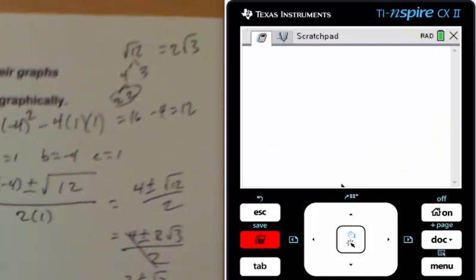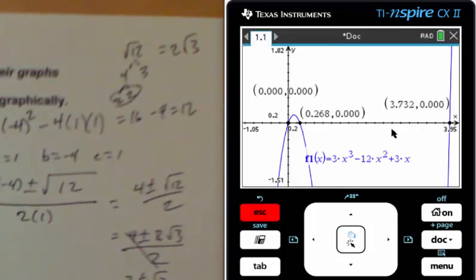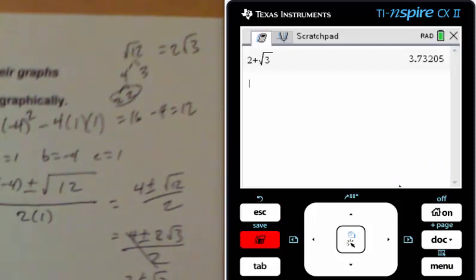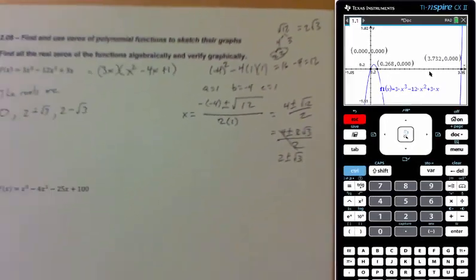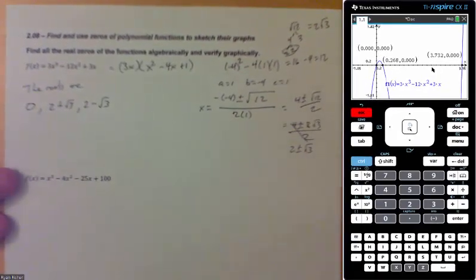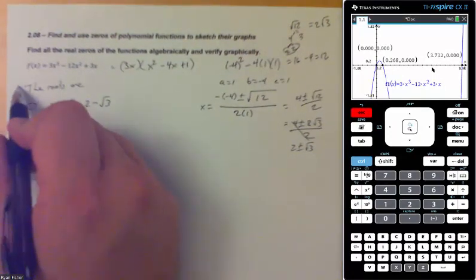So let's see, what is 2 plus the square root of 3? 3.73205. 3.732. And 2 minus the square root of 3 is 0.267949, 0.268. Bingo. So we verified them graphically. Here are the roots.